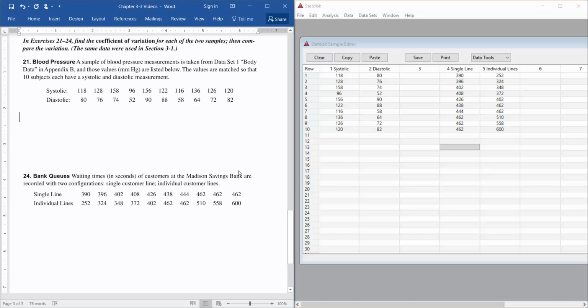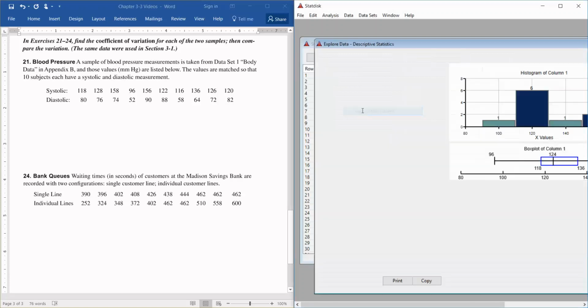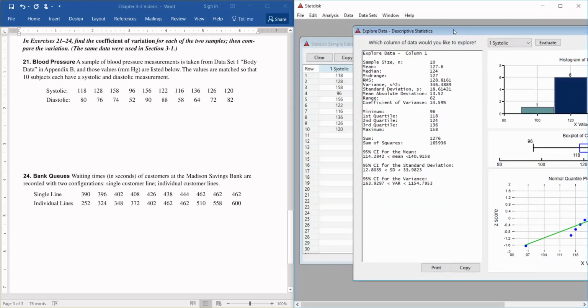So, taking a look at 21, they ask us to compare the variation of the systolic and diastolic blood pressure readings. And to do that, the best way to get the coefficients of variation is to make use of technology. So I typed in all of the data for each. And for each of these, we're just going to right-click on the column and do the Explore column. And in StatDisk, it's labeled coefficient of variance.